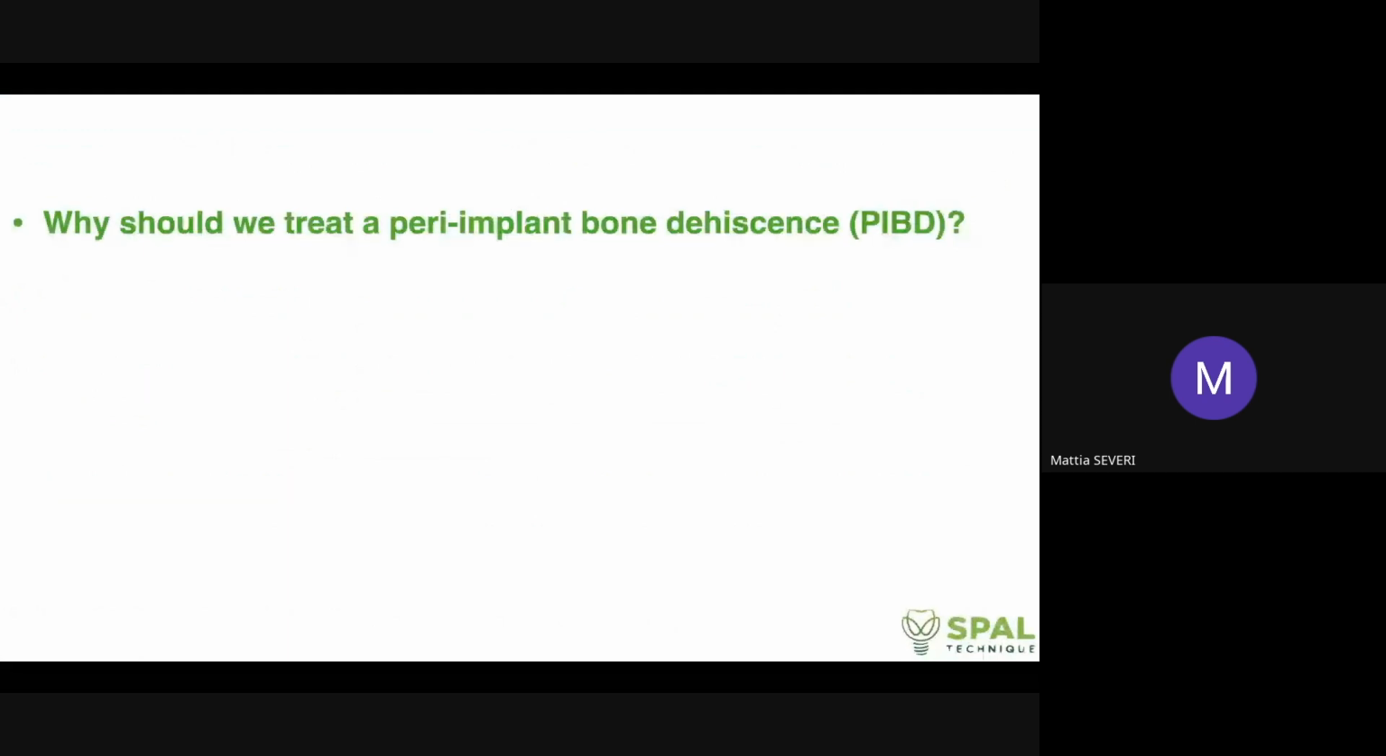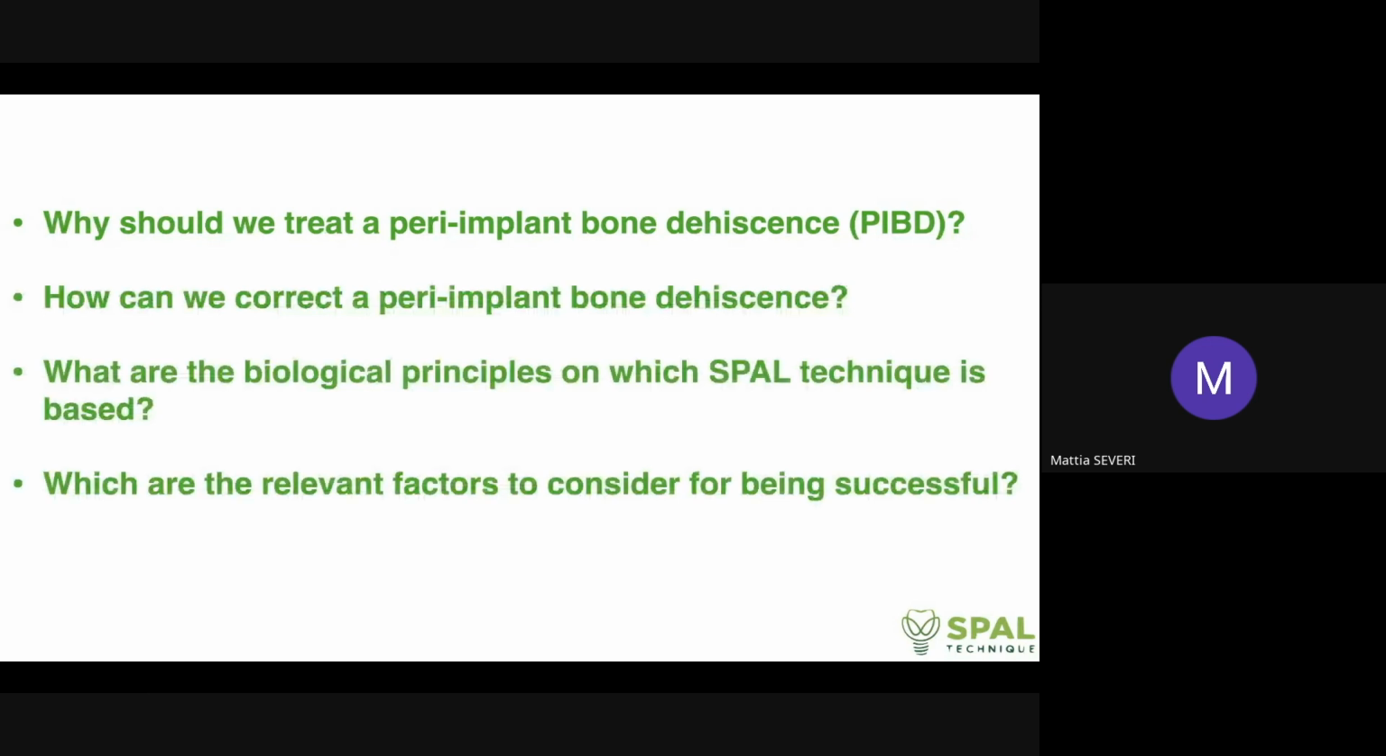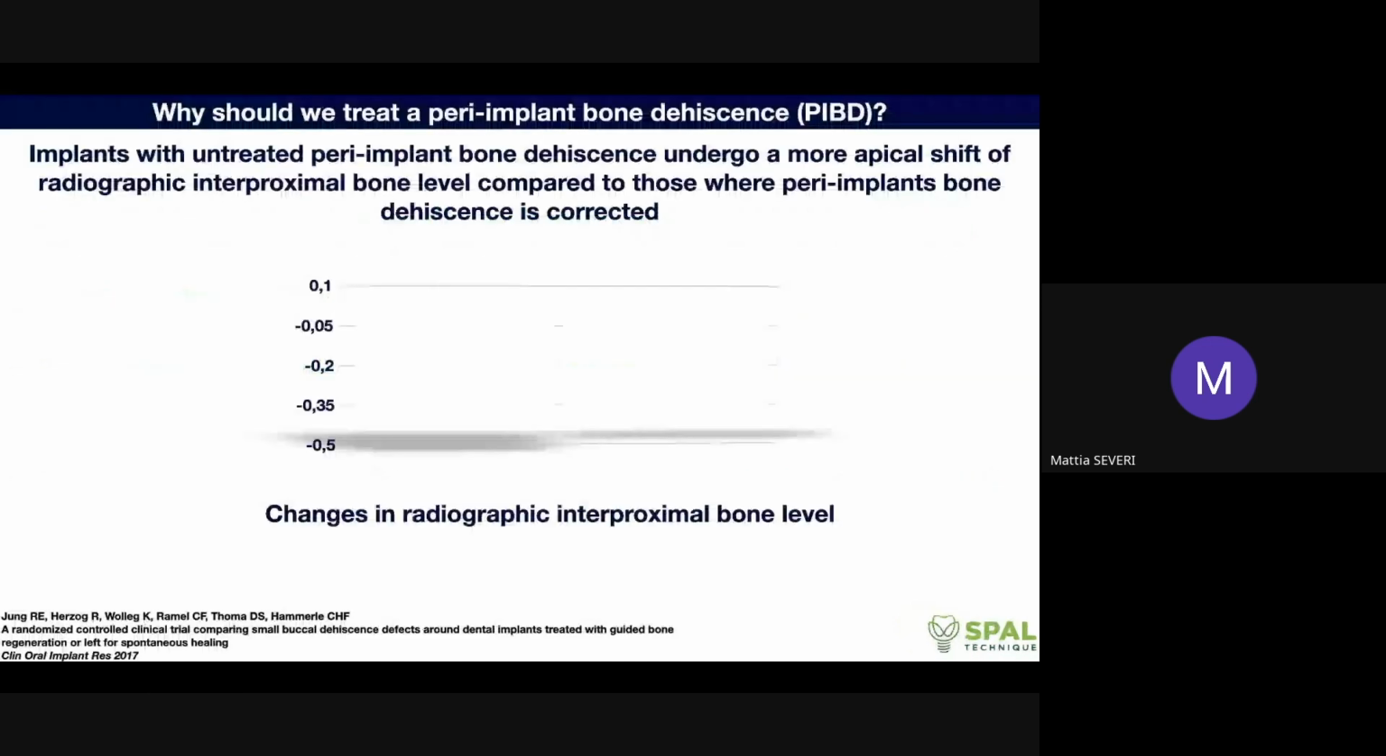Hello to everybody, and thanks, Professor Trombelli, for the kind introduction. It's really exaggerating. I'm just a former PhD student who was involved in developing this technique and was passionate in developing it. So let's start. Why do we have to treat a peri-implant bone dehiscence?